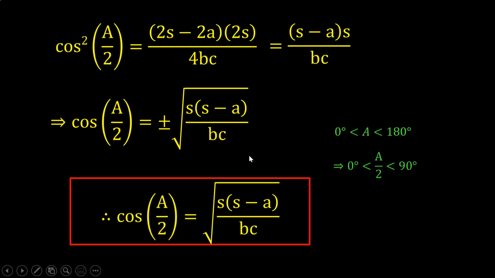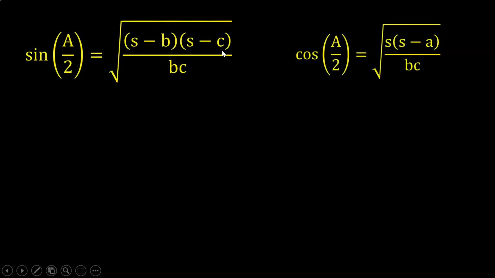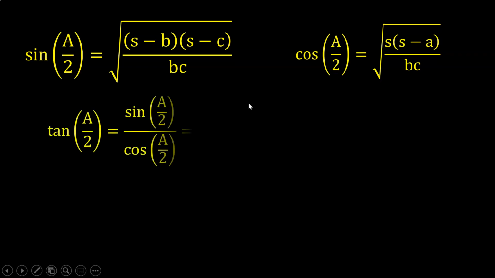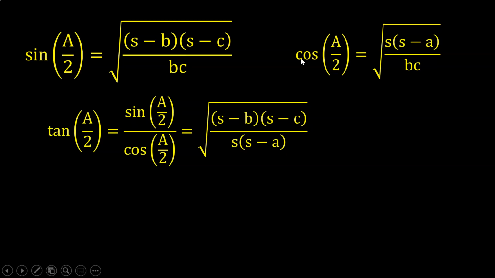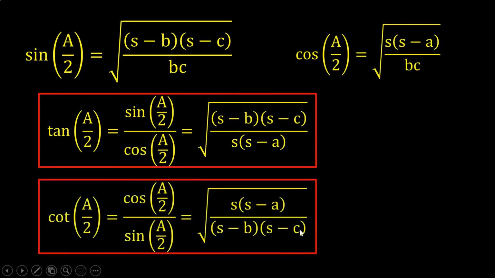We can derive the other results in a similar manner. Now using these two results, we can easily derive the formula for tan. So sin A by 2 is root over s minus b into s minus c upon bc. Cos A by 2 is root over s into s minus a upon bc. Dividing these two, we'll directly get the tan A by 2 formula. That is tan A by 2 is equal to sin A by 2 upon cos A by 2. So the denominator bc will get cancelled. We'll get this. And cot A by 2 is just the reciprocal of this. We can also express these two formulas using area of triangle, which we will see after covering the area of triangle.